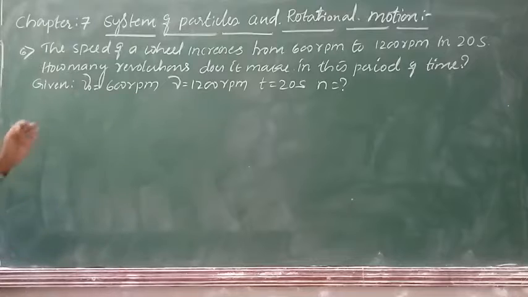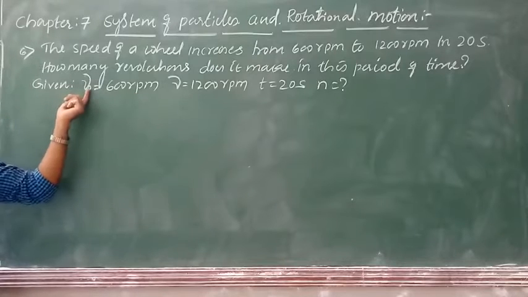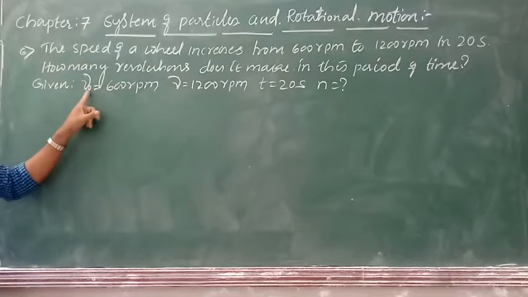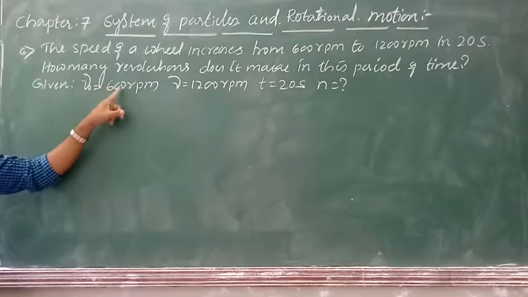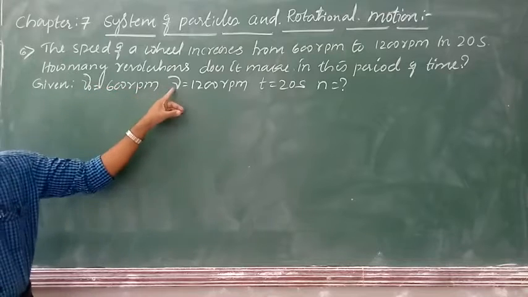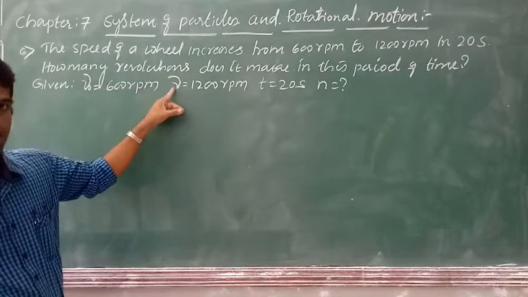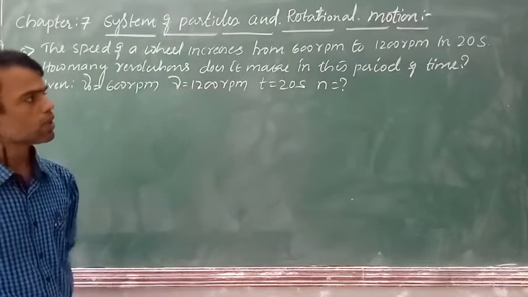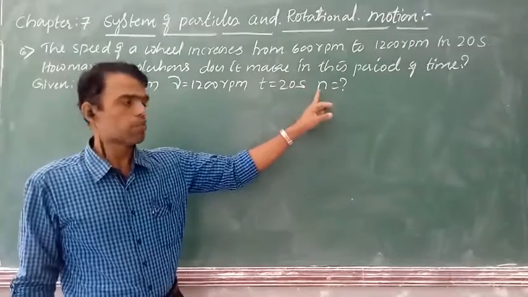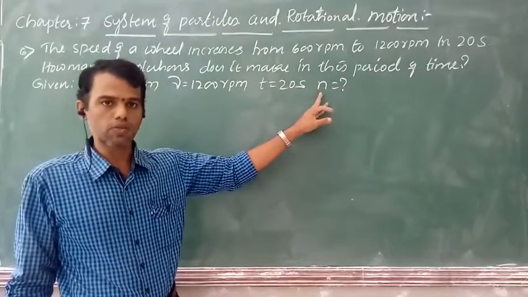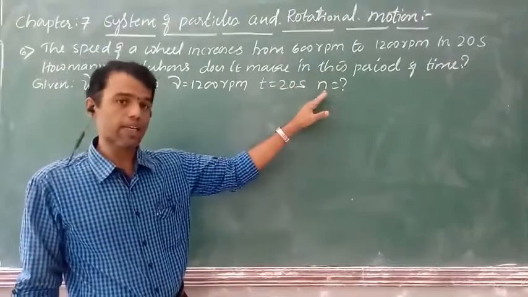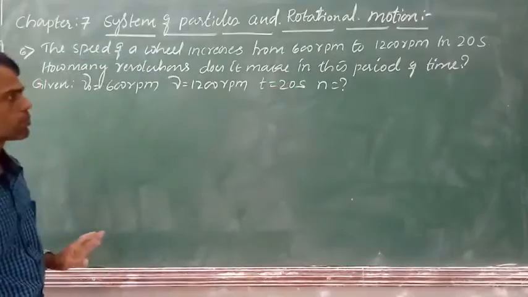So in this problem, the initial frequency of the revolution is given in terms of rotations per minute. It is taken as nu naught, 600 rpm. Final frequency is given, that is 1200 rpm. So we want to know the number of revolutions that this wheel can perform in the time period of 20 seconds. Let n be the number of revolutions.